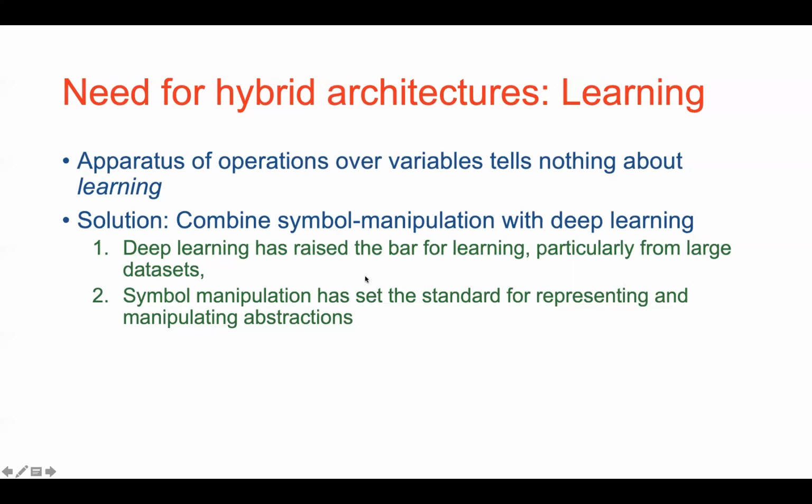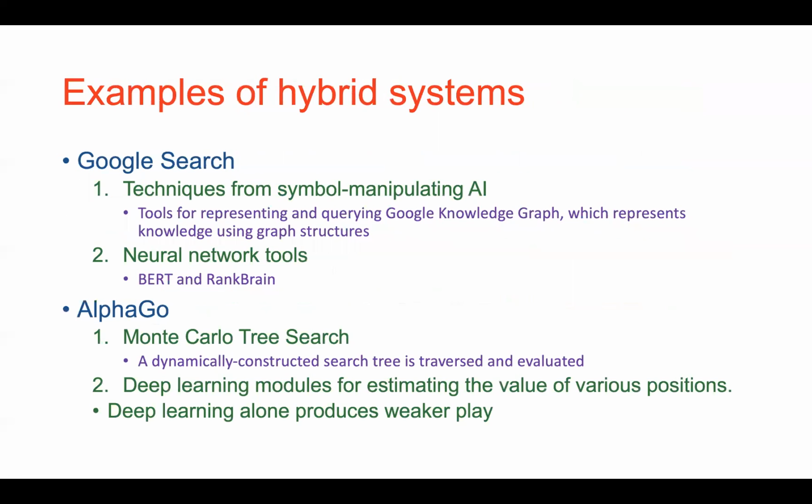Combine symbol manipulation with deep learning. Deep learning has raised the bar for learning, particularly from large data sets. Symbol manipulations have set the standard for representing and manipulating abstractions. So we're talking about hybrid methods that bring these two together. There are plenty of examples of hybrid systems that already exist.